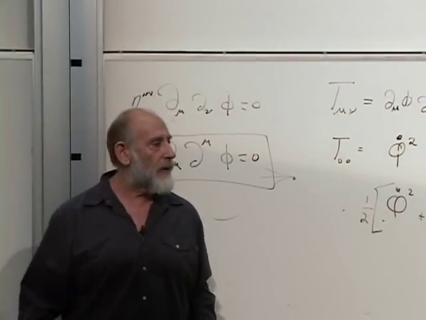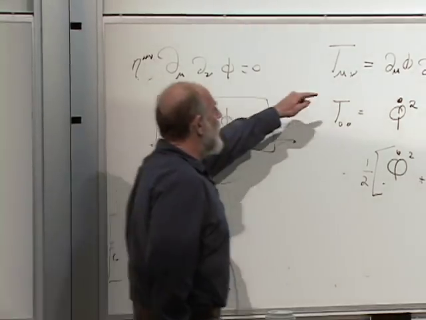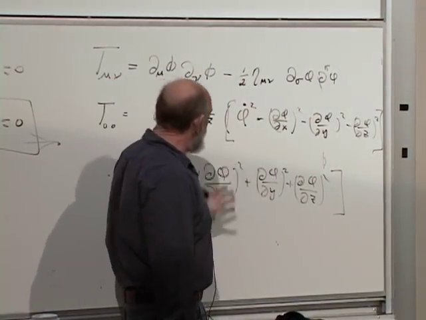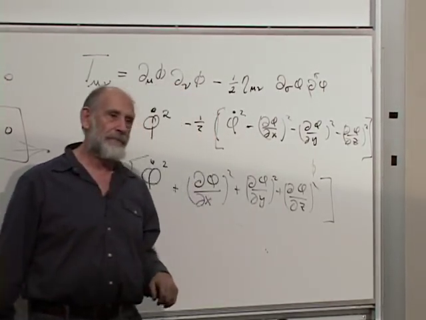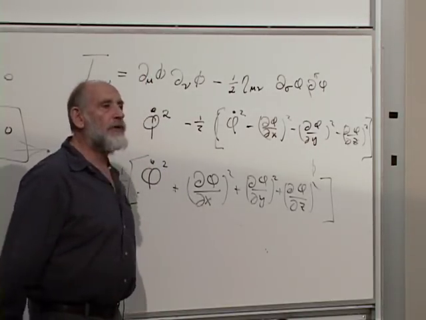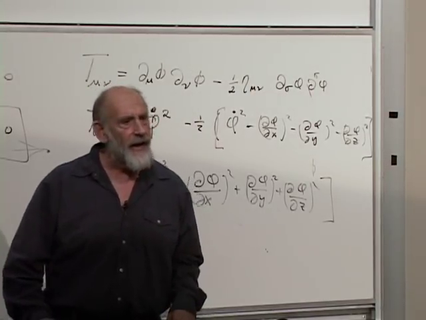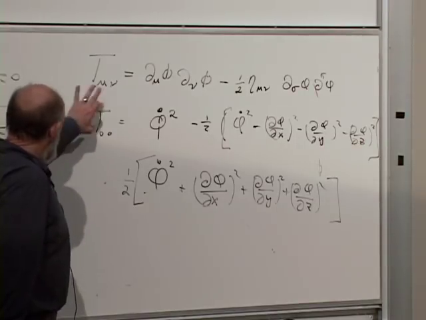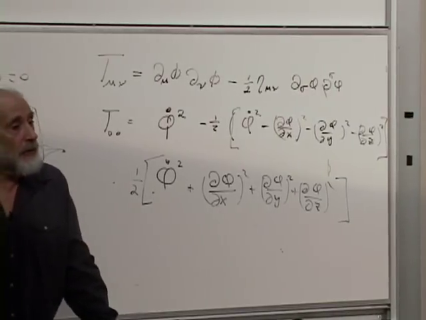We could also work out all the other components of the energy momentum tensor, but why bother? Here it is. You can go and figure out all of its components. There is one ambiguity. The one ambiguity is the overall coefficient in front of it. I could put a 10 in front of it or 100 in front of it, and it would still satisfy the continuity equation. So there is an ambiguity.